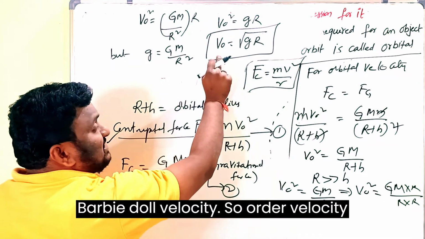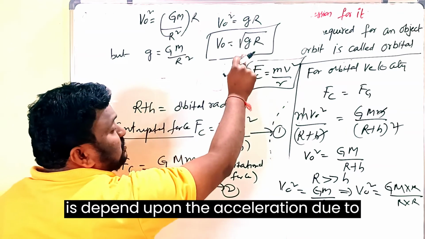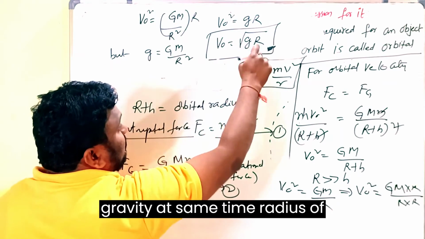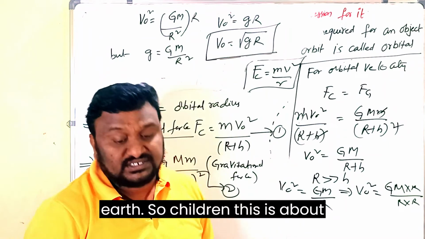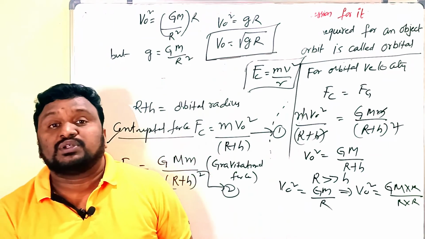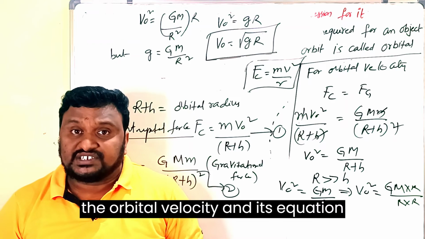So the orbital velocity depends upon the acceleration due to gravity and the radius of the earth. Children, this is about the orbital velocity and its equation.